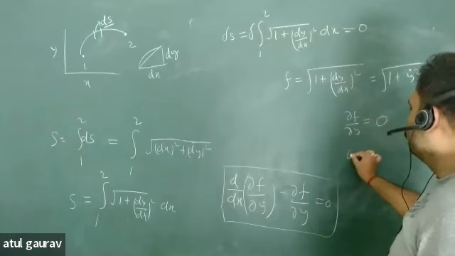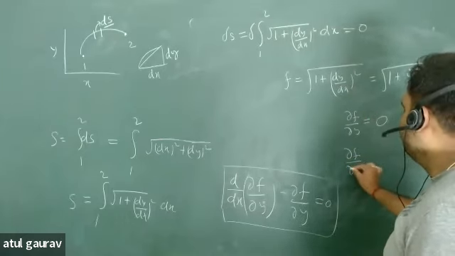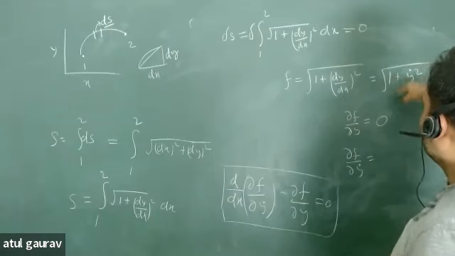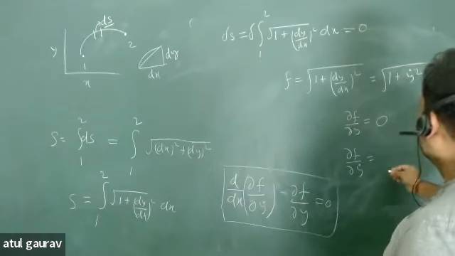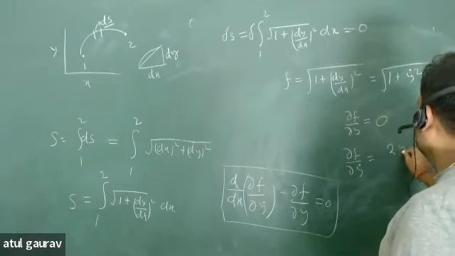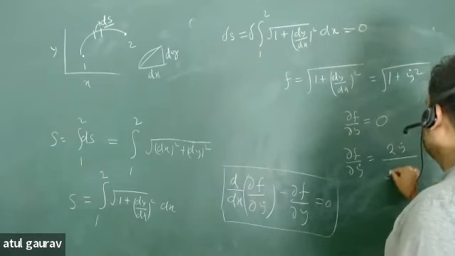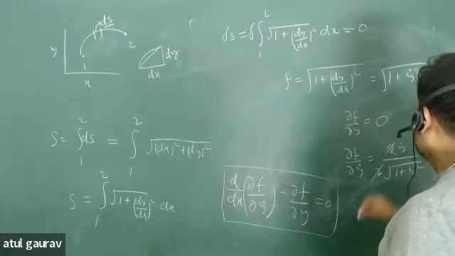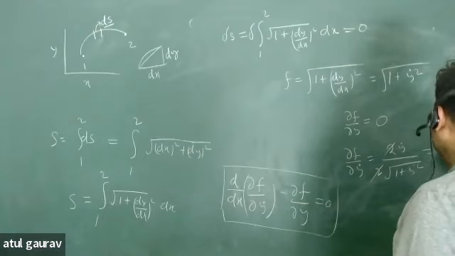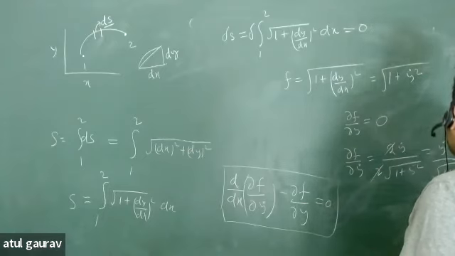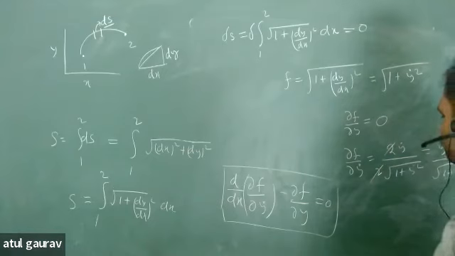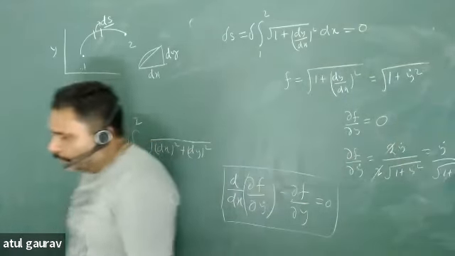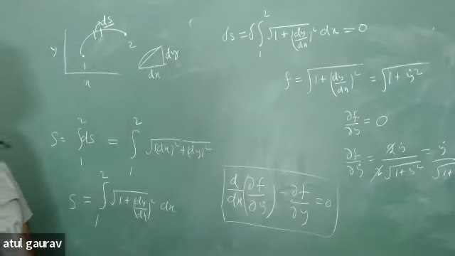Let's go for del f upon del y dot. So I have to differentiate with respect to y dot. First I have to differentiate the root, then you have 2 y dot upon root under 1 plus y dot square, and the half will be there. This and this will cancel out. That value is y dot upon root under 1 plus y dot square. Am I correct? Just do it along with me.